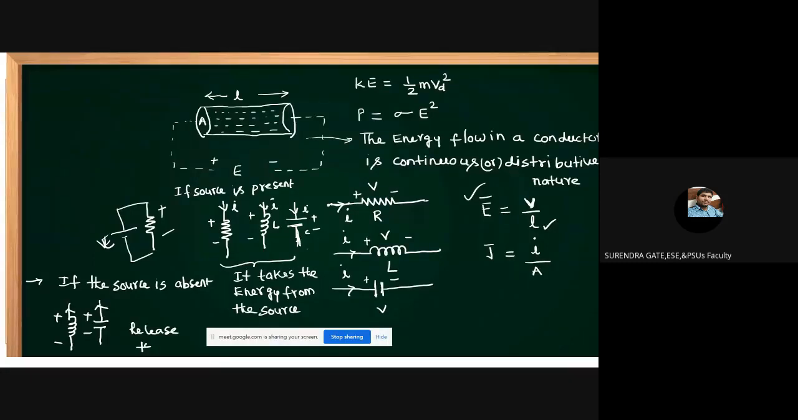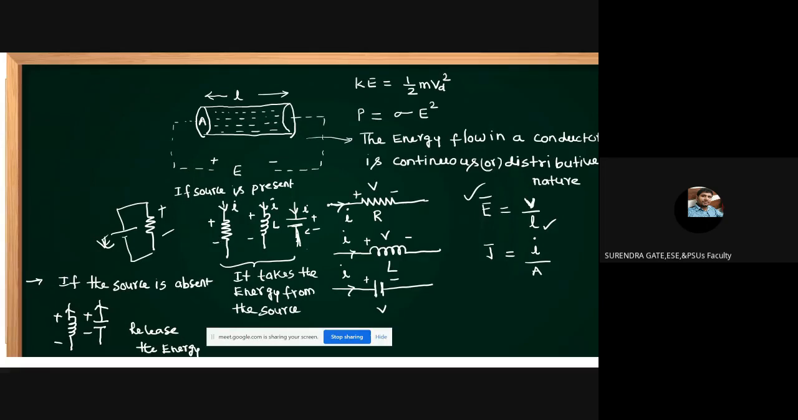If the current is leaving from the positive terminal, then it releases or delivers energy to some other element. Some other element, in the sense, it is a resistor. This is a memoryless element, whereas inductors and capacitors are memory elements because they have storage capability. The resistor is a memoryless element. That's why in the case of a resistor, whenever current enters at the positive terminal, it always takes energy.